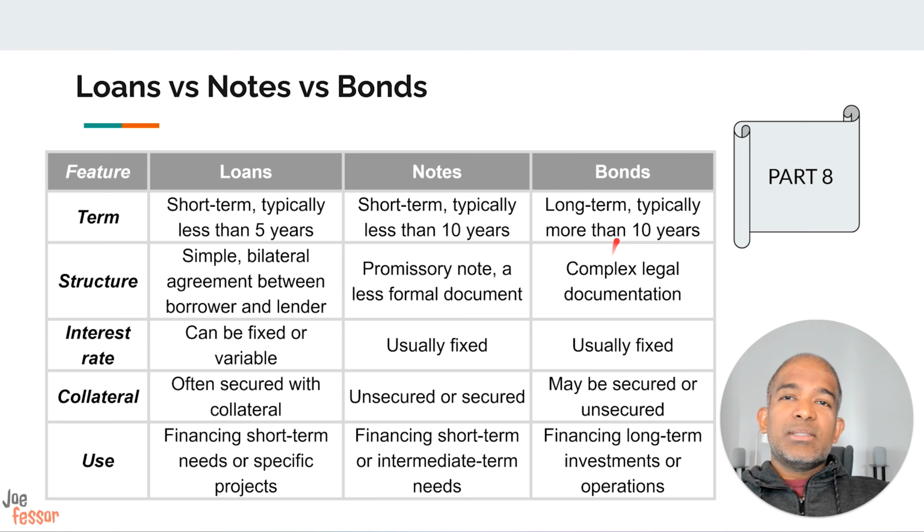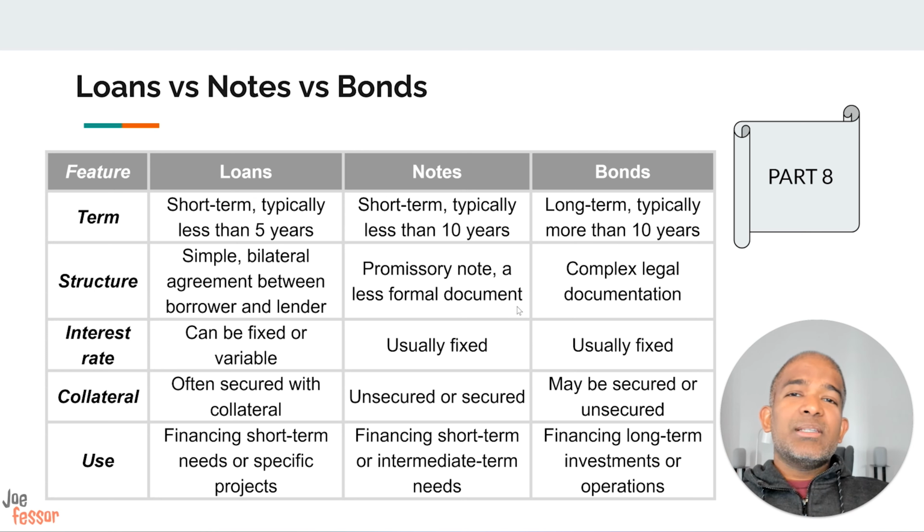Finally, bonds differ from the other two instruments in that a company borrows directly from many investors in the public market. They are designed for long-term financing. Maturities generally exceed 10 years. Bonds involve detailed legal contracts outlining terms, interest, and any security offered. Bonds are issued by larger companies or government entities.